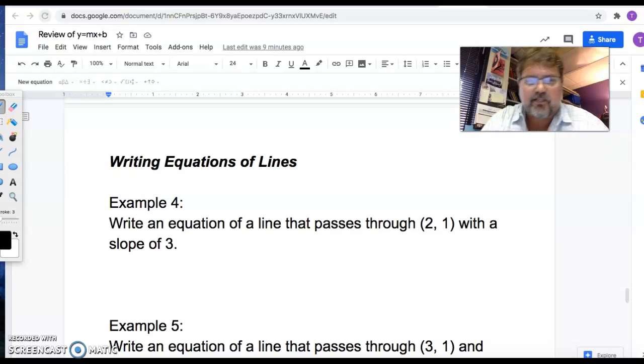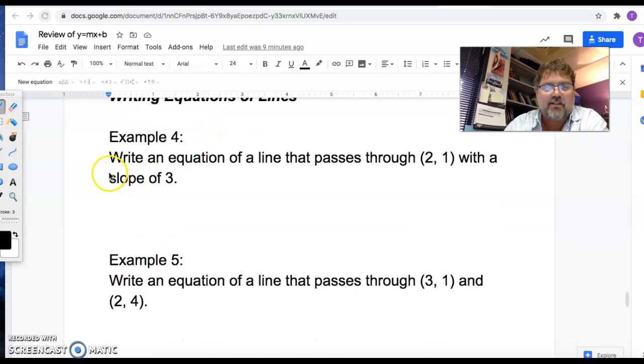Hey everybody, welcome back to review of y equals mx plus b, and this will be part 2. In this video we're going to talk about writing equations of lines, and we're going to do slope-intercept form. And we're going to do a couple of different situations. So let's read these and I know you'll remember this once we start doing it, so hopefully it'll jog your memory.